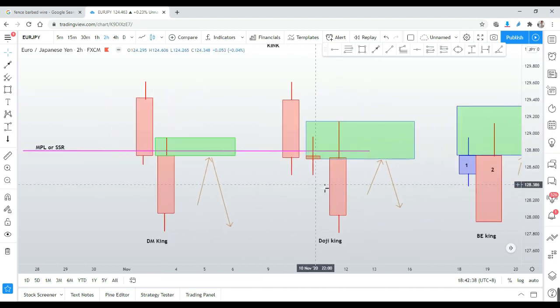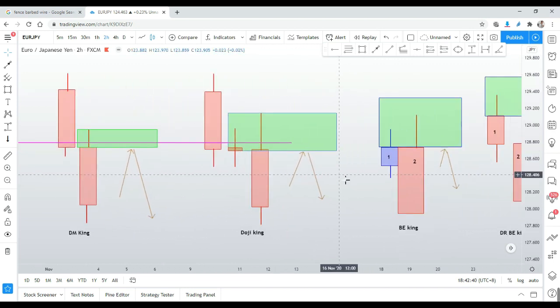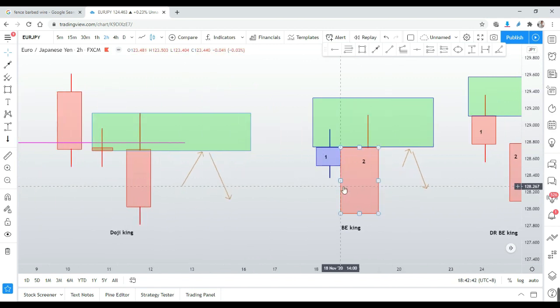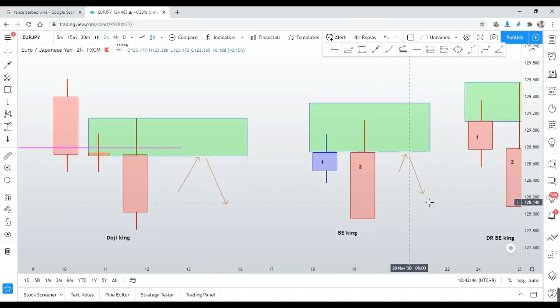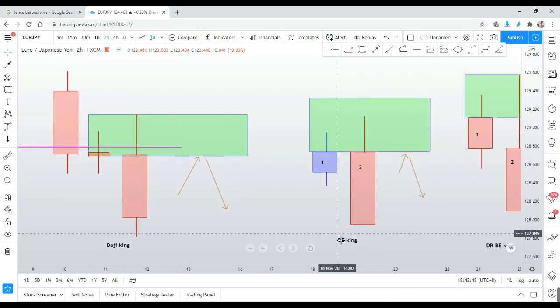So the next king that we are looking at will be this king, which I call the BE king. It's a bearish engulfing king. First of all, to be qualified for this type of setup, the first candlestick, with the shadow, has to be engulfed by the second candlestick over here, to be qualified as a bearish engulfing king.